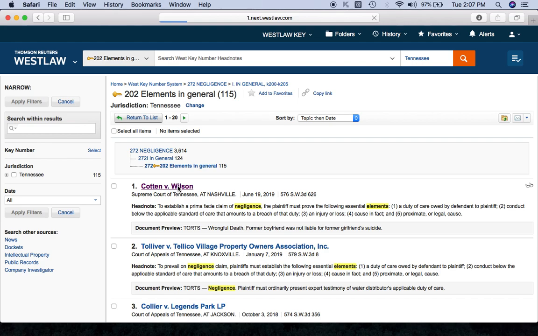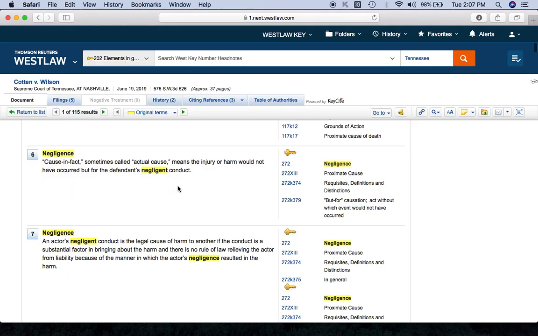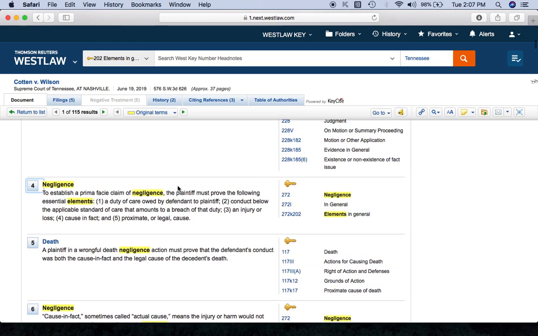And I clicked on this first case, Cotton versus Wilson, and went to head note number 4, where it gives me the 5 elements of negligence, which are a duty of care owed by defendant to plaintiff, conduct below the applicable standard of care that amounts to a breach of that duty, an injury or loss, cause in fact, and proximate or legal cause.